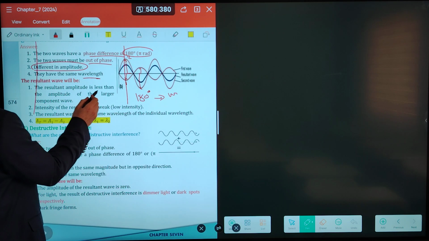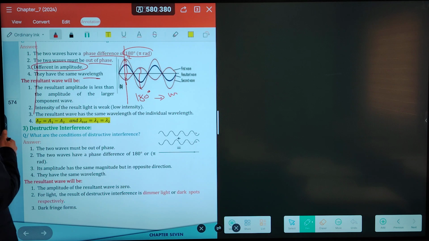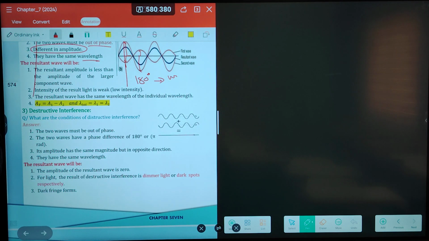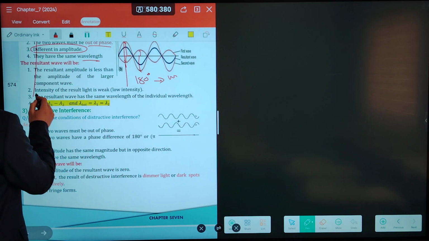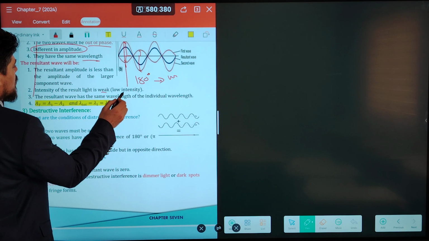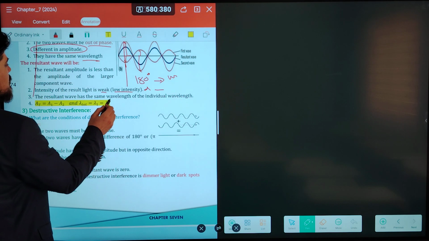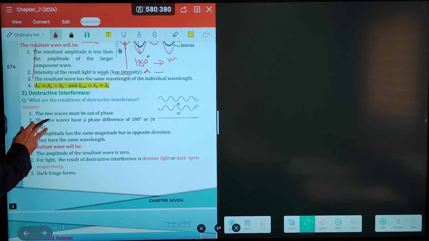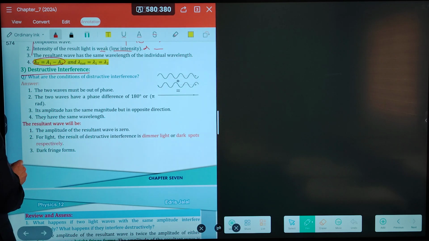The resultant amplitude is less than the amplitude of the larger component, as we studied in mechanical interference, chapter 3, section 3, I think, yeah? The intensity of the resultant light is weak or low intensity, a dimmer fringe appears. The resultant wave has the same wavelength as the individual waves. Destructive, so you have to subtract them.